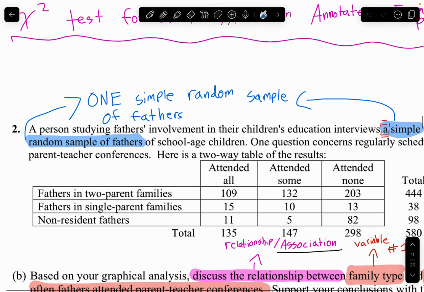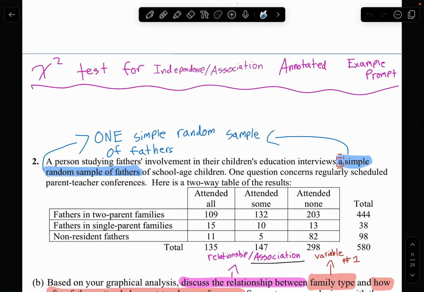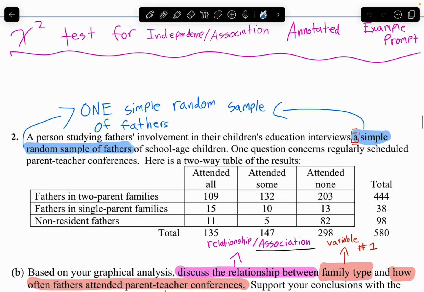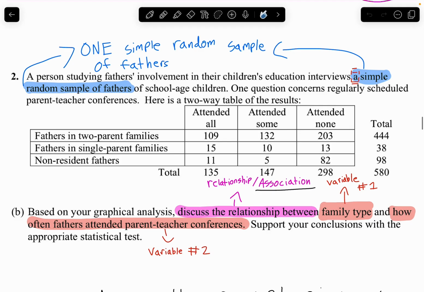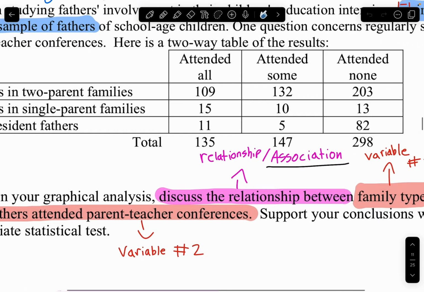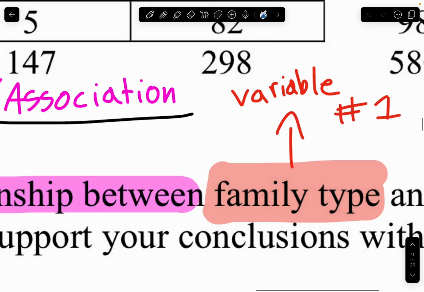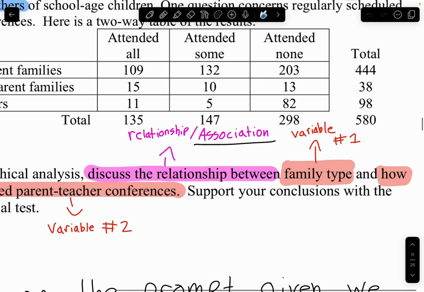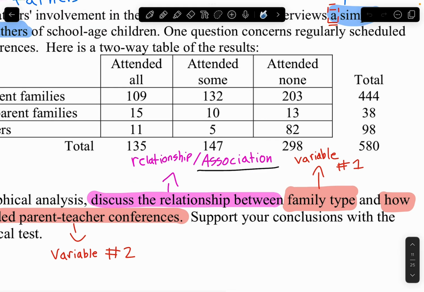Now, it says we see the word "a" here, and this is a good example of where we can use "a" to determine if it is a chi-square goodness of fit test or a chi-square independence/association test. So they interview a simple random sample of fathers. So they interview one simple random sample of fathers. Now, if you go down, we can see the variables that are being implemented. So based on your graphical analysis, discuss the relationship between family type and how often fathers attended parent-teacher conferences. So we are given 2 distinct variables for this test.